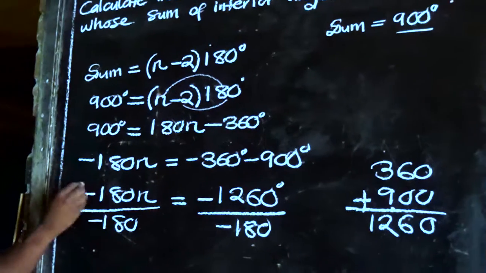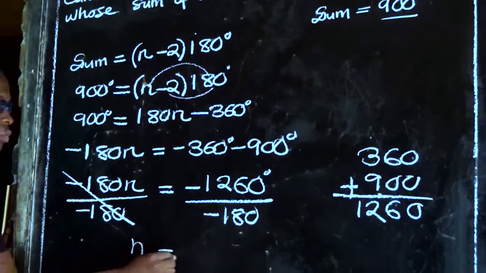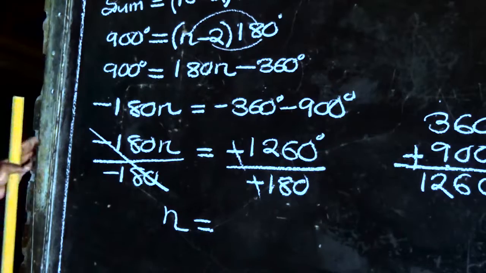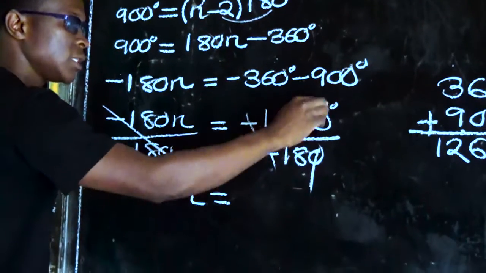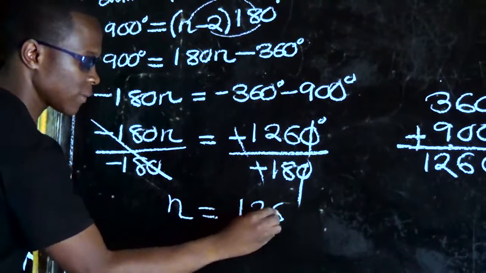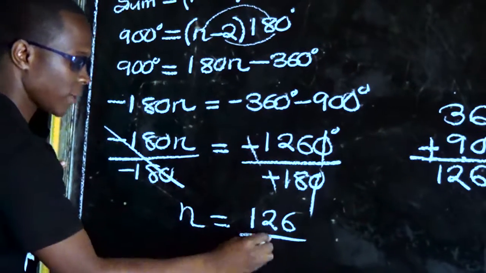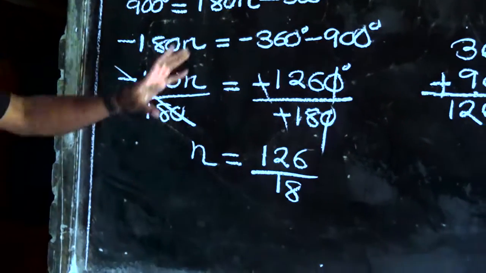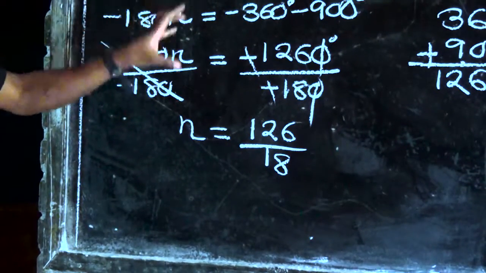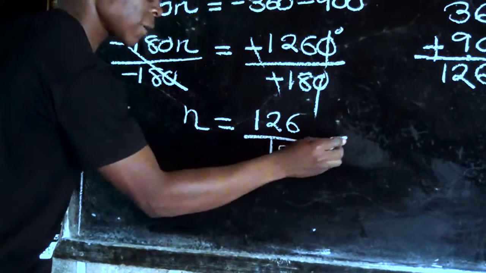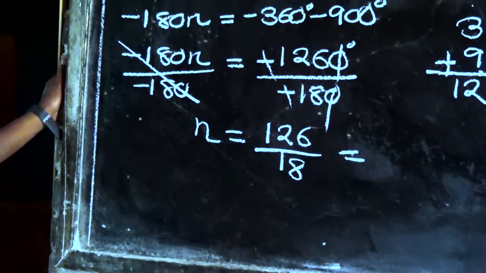Okay, so these two are going to go. n is equal to, a negative divided by a negative is positive, right? So in this case, this 0 and this 0 can go. So we are going to remain with 126 divided by 18. Now since during your final exams, you are not allowed to use calculators, you need to find ways and means of reducing this number. Okay, so let us try to reduce it and say, maybe let's divide by 9.